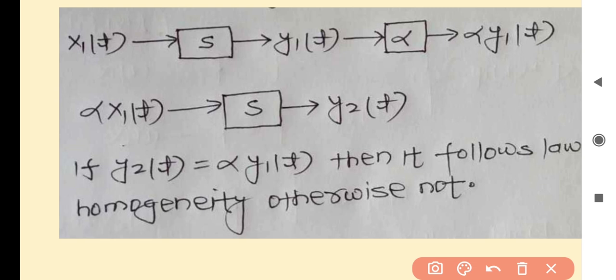Suppose I am checking for the law of additivity and it does not follow the law of additivity, then we do not have to check for the law of homogeneity, it is already a non-linear system. So both the conditions are necessary for a system to be linear. Some examples are there, like here.